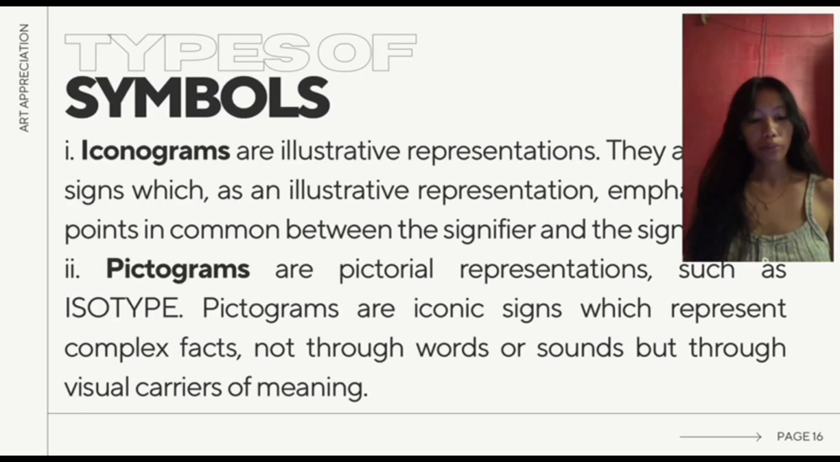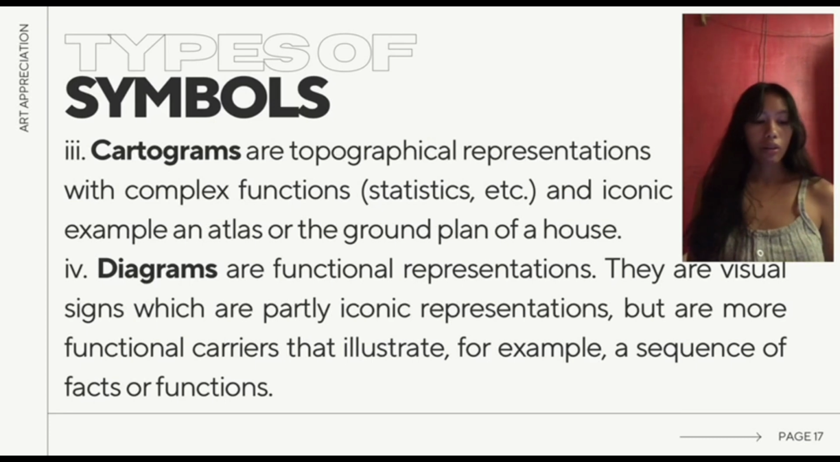Types of symbol. Iconograms: illustrative representation emphasizing shared features between signifier and signified. Pictograms: pictorial representation like isotype, using visuals, not words or sounds, to convey complex information. Cartograms: topographical representations displaying complex data visually. Diagrams: functional visual signs, particularly iconic, illustrating sequences or functions.